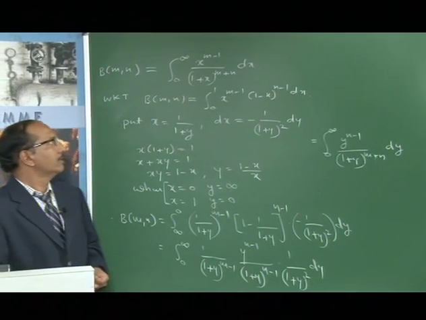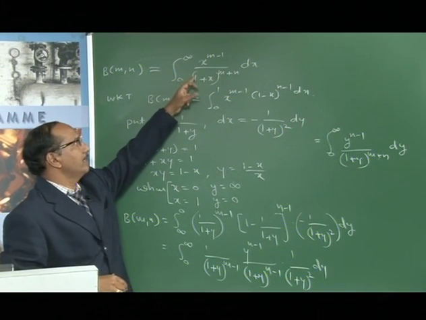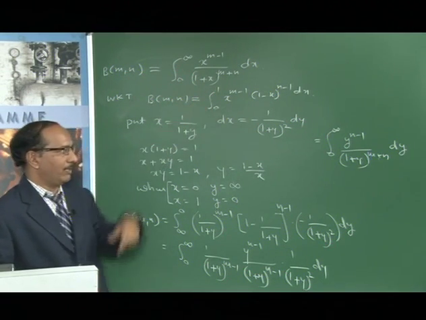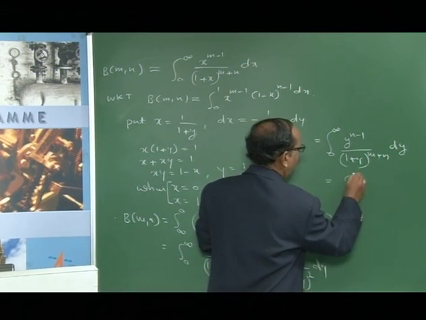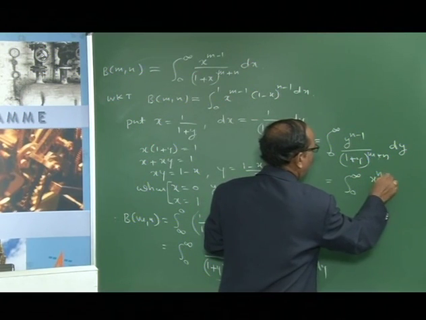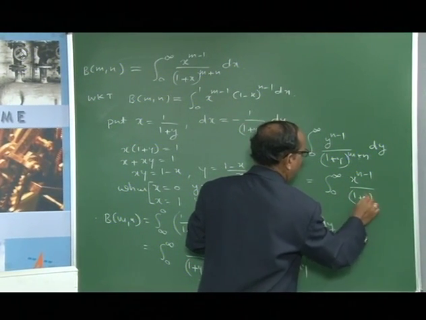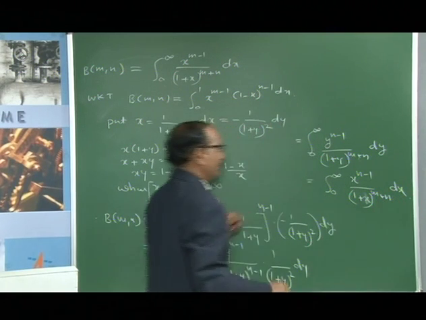So this we can call beta(m,n) equals the integral from 0 to infinity of x to the power m minus 1 divided by (1 plus x) to the power m plus n. So I can change the variable y to x, dy is dx.